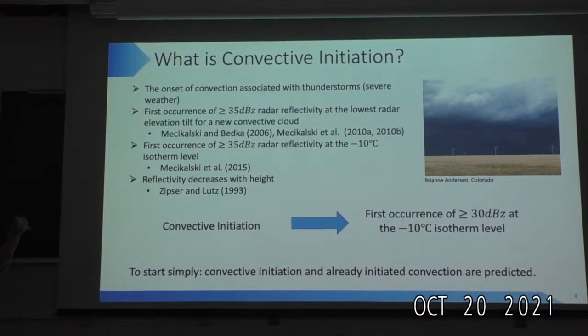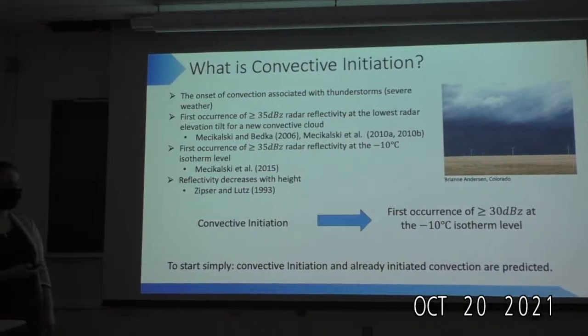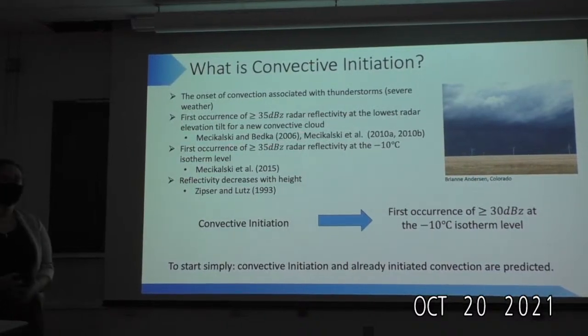This has been studied in the past by a number of different people, a number of different papers. I've listed a few here. They've used a radar reflectivity threshold as a way of documenting when convective initiation starts, convective initiation being the first onset of a particular threshold in radar reflectivity. They've defined that threshold at 35 dBz for a baseline lowest tilt radar. They've also used that same threshold for a negative 10 degrees Celsius isotherm level in the cloud.